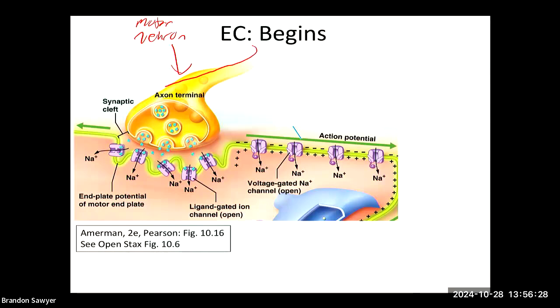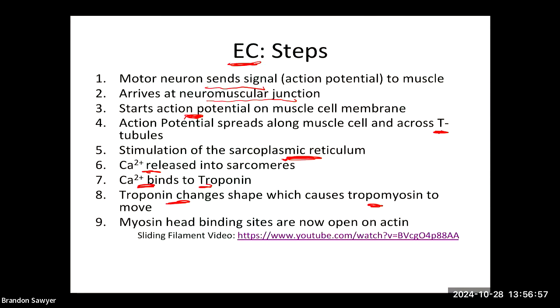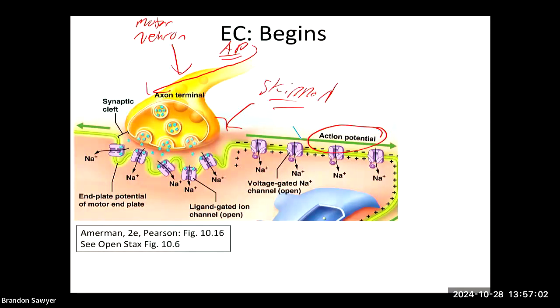So we got this signal traveling down it. This signal we'll just abbreviate as AP, but that's an action potential. Okay, so an action potential travels down the neuron there, and bottom line is it is going to create another action potential on the muscle cell. Okay, we're skipping a bunch of steps in here in the middle, but we'll get to that in another day of class. Okay. But as far as the steps say here, what does it say? It just says motor neuron sends a signal to the muscle, arrives at neuromuscular junction, it starts an action potential, right? So we're seeing all 1, 2, and 3 here.